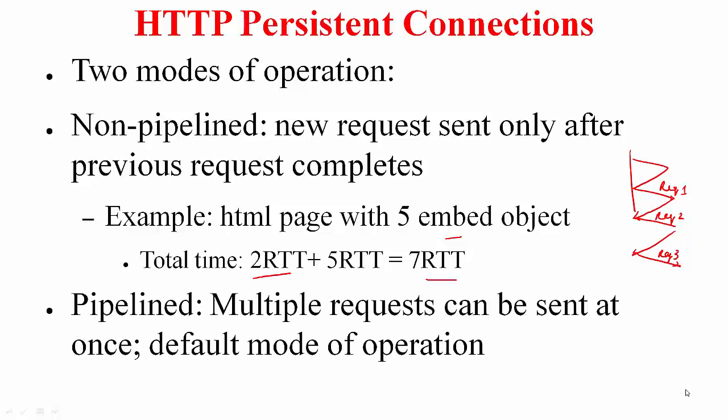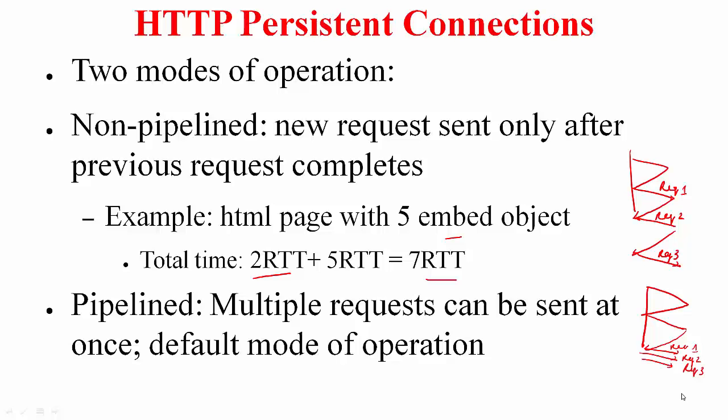You could also have a pipeline mode where multiple requests can be sent at once. Again, going with this example, you first establish the TCP handshaking, then you send the request, which is the base HTML. Now you examine this web page and notice there are 5 embedded objects and you could send them right away. So these are all the requests that are going one after the other. You're not really waiting for an answer to come before sending this. Now in this particular case, what is your total response time going to be?